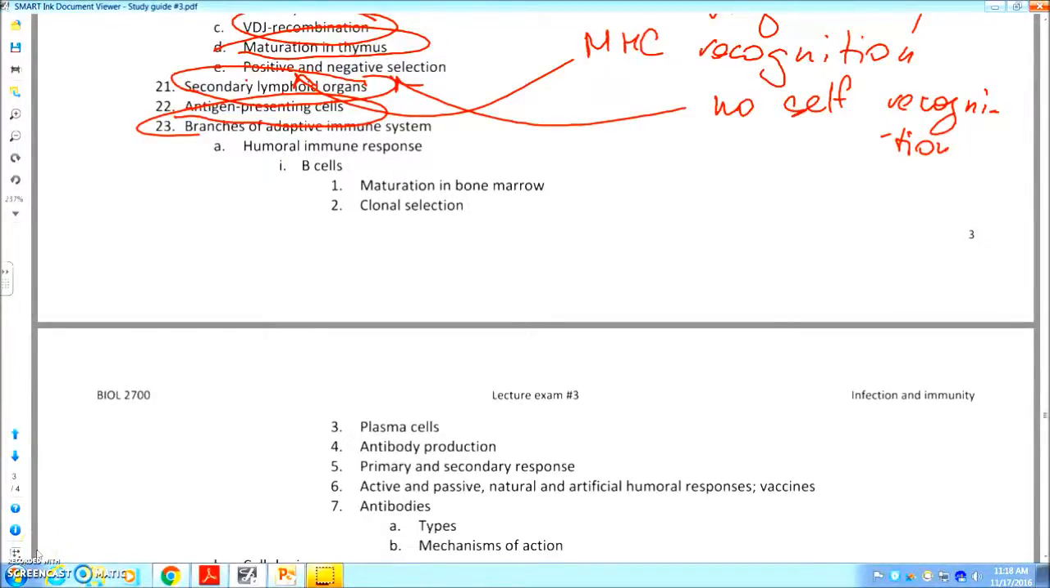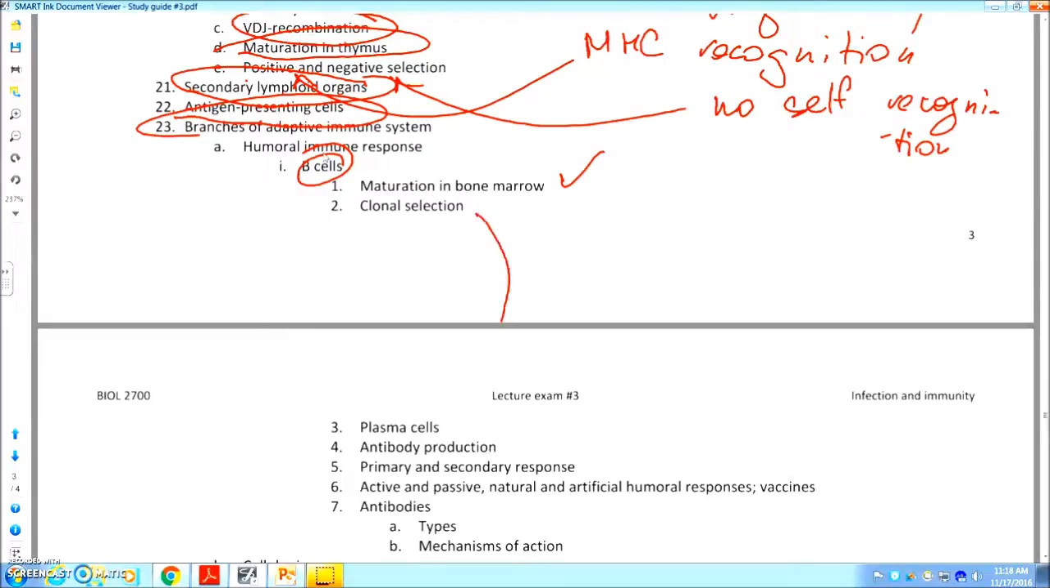Different branches of the adaptive immune system, to be able to tell the maturation and development of B cells. I listed it for you, seriously: they are produced and mature in the bone marrow.